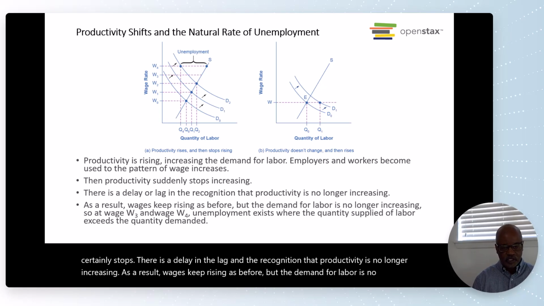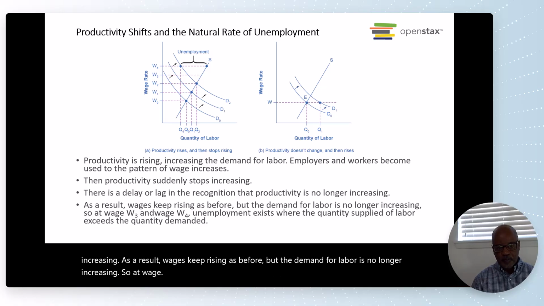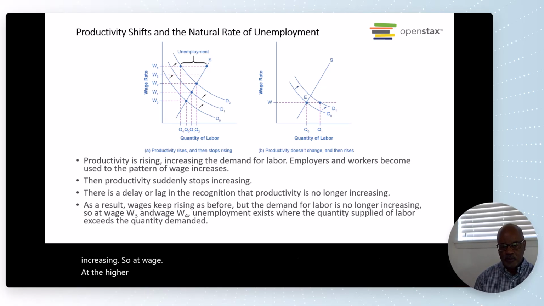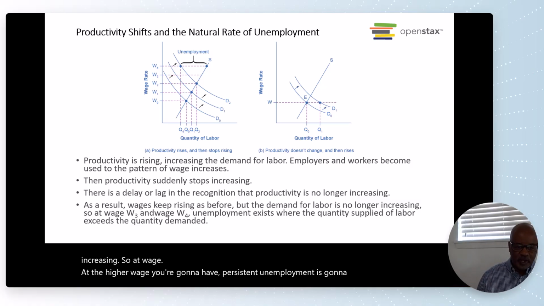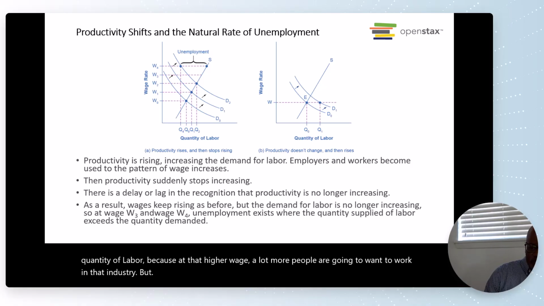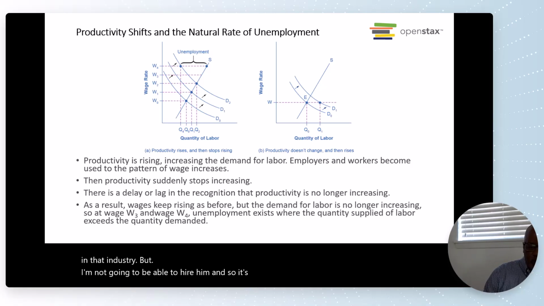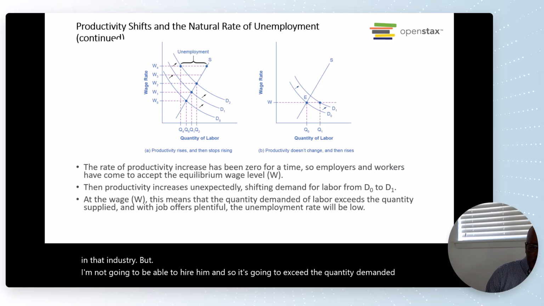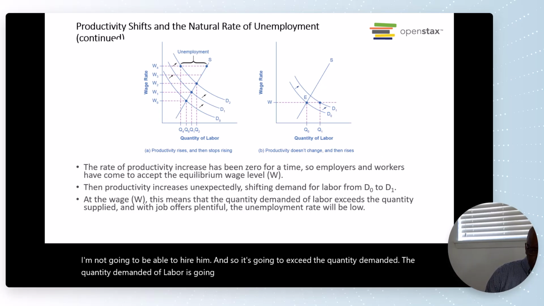So at the higher wage, persistent unemployment is going to exist, because at that higher wage, a lot more people are going to want to work in that industry. But I'm not going to be able to hire them. And so the quantity supplied is going to exceed the quantity demanded. The quantity demanded of labor is going to be lower.